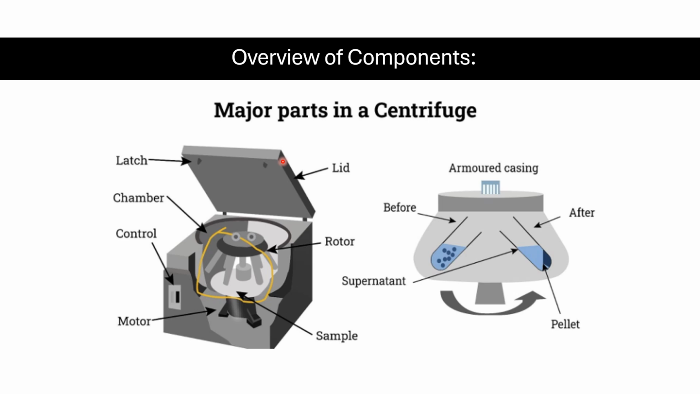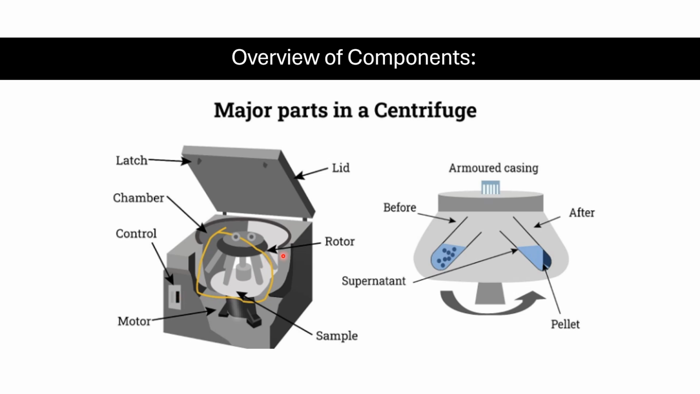Once you need to run the centrifuge, you need to close this lid with the locking of this latch, right? And this one is the chamber, which encloses the rotor and samples during centrifugation, right? And here is the control panel, which allows the user to set the speed, time and temperature, right?